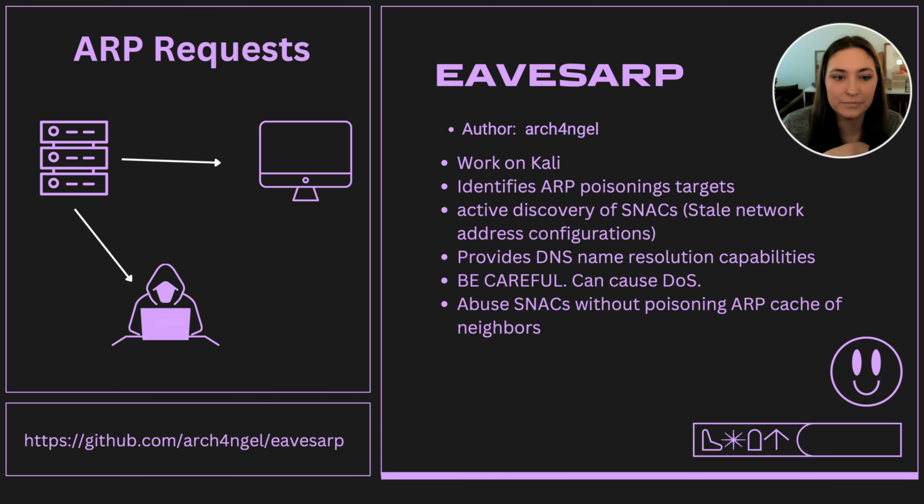Eavesarp, Archangel is the username on GitHub, but it works for Kali. This is a tool that you can get on GitHub. Like I said, it works for Kali, and it identifies ARP poisoning targets. It does active discovery of SNACs, which is stale network address configuration, and it provides DNS name resolution capabilities. But please use this tool with caution. Justin Angel, thank you, that's who wrote the tool.